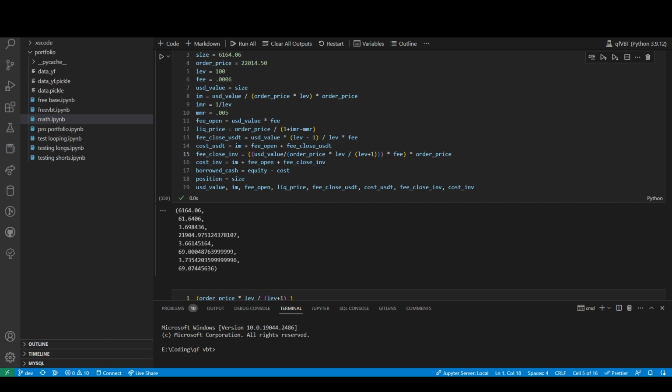Cost is the initial margin. Maybe they do initial margin differently too. Yeah, I think they do initial margin differently as well. I think they do all of it differently.